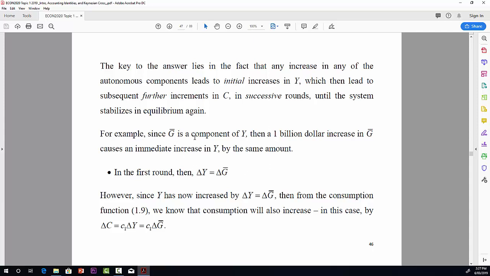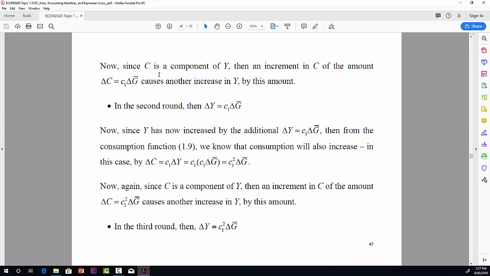Since G bar is a component of Y, a $1 billion increase in G bar causes an immediate increase in Y by the same amount. So in the first round, as government expenditure goes up, output goes up by also $1 billion. But because Y has gone up by $1 billion, we know that consumption will increase by the marginal propensity to consume times the change in Y, which is equal to the change in G bar. So we get C1 times change in G bar.